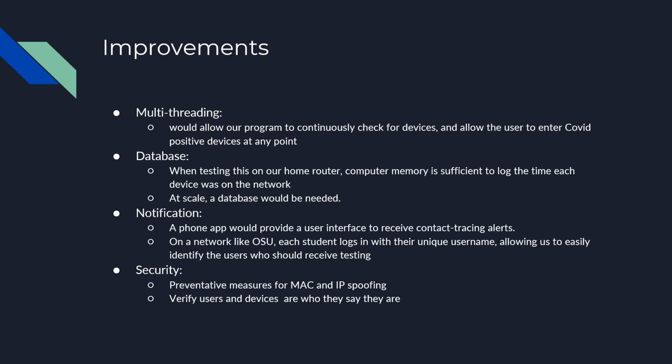Here are some improvements that we considered as we built the system. So first, we could have allowed for some sort of multi-threading, which would allow for our program to continuously check for devices. If we wanted to scale this system up, we would definitely need some sort of database. Currently, as we were running it, we had enough memory and processing power for everything, but if we were to scale it up, we would definitely need a database to keep track of everything.